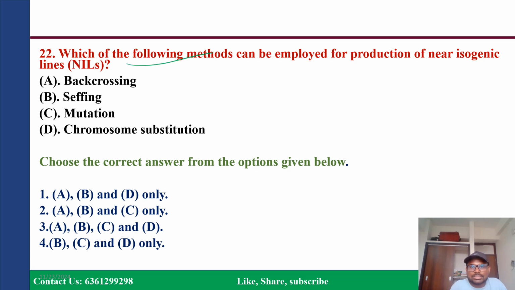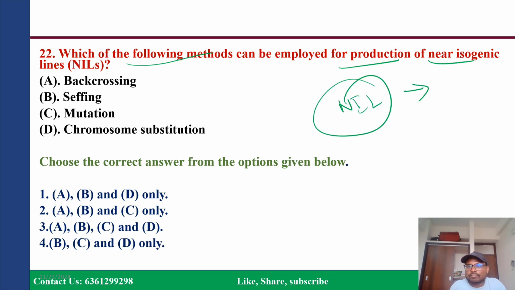Which of the following methods can be employed for the production of near isogenic lines? What are near isogenic lines? For example, two lines that have an almost similar genotypic constitution with a slight difference. Isogenic line means only a single gene difference, but near isogenic lines have a small difference, like one or two genes difference in the two individuals. The rest are all the same. But how can we create them?